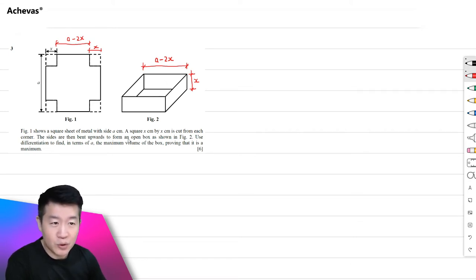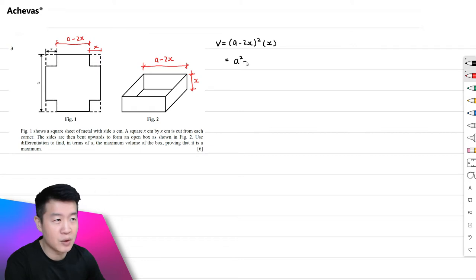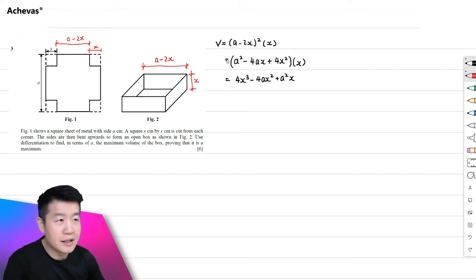So we want to look at the volume, and we are going to try to use differentiation to maximize this volume. So the volume, this is a square, so it will be a minus 2x times a minus 2x. So (a minus 2x) squared multiplied by x. Let's expand this. So we have a squared minus 4ax plus 4x squared, multiplied by x. If I were to expand this, we have 4x to the power of 3 minus 4ax squared plus a squared x. And this is V, and we are supposed to maximize this, so we will definitely try to differentiate this with respect to x, since x is the variable, a is the constant.